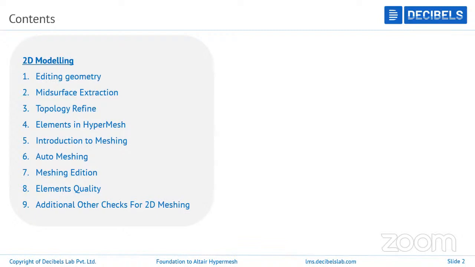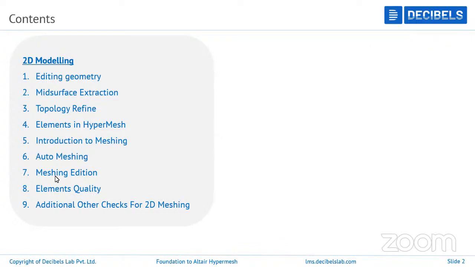But if it is really required to edit the geometry, what are the things we need to do? Those come under editing the geometry. Then extracting the mid surface. Since we are interested in creating 2D elements, we are not going to create the elements directly on top of the geometry. We need to extract the mid surface, so let's discuss why it is required. Then the topology refinement, which is basically a geometry cleanup. After creating the mid surface, which geometry features are not required for our meshing, and why are they not required.